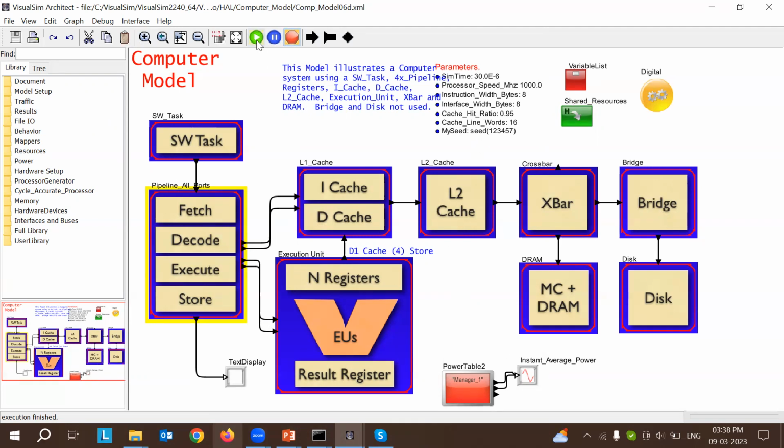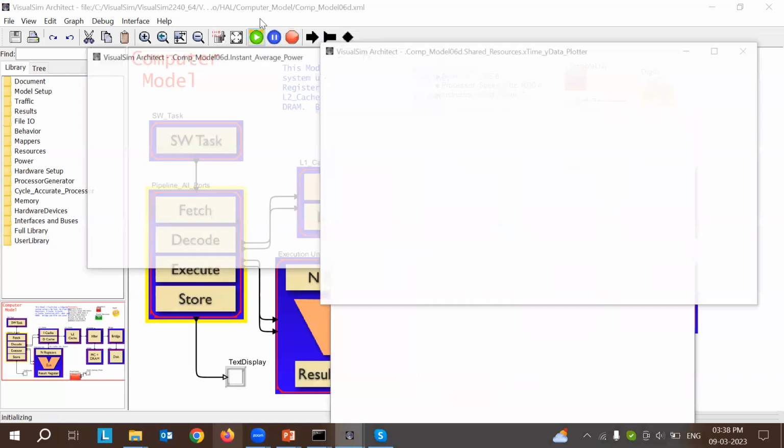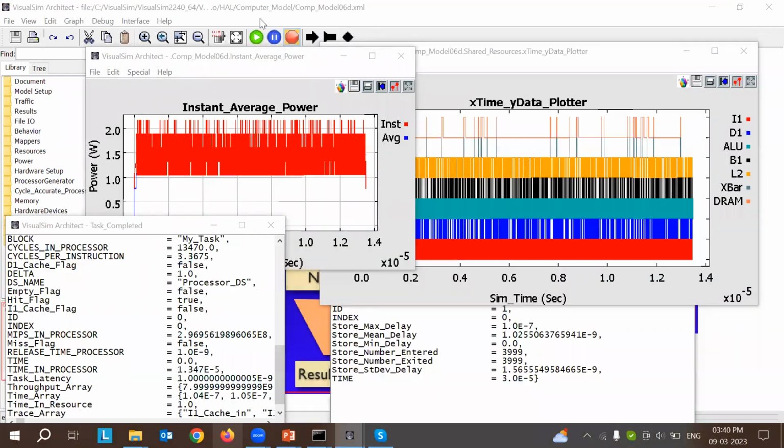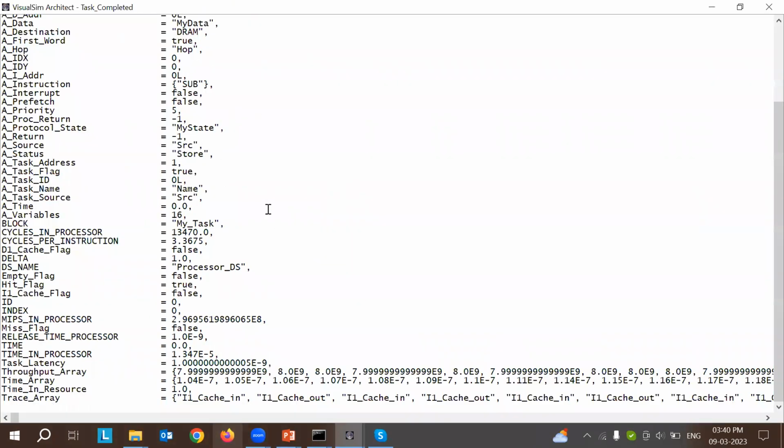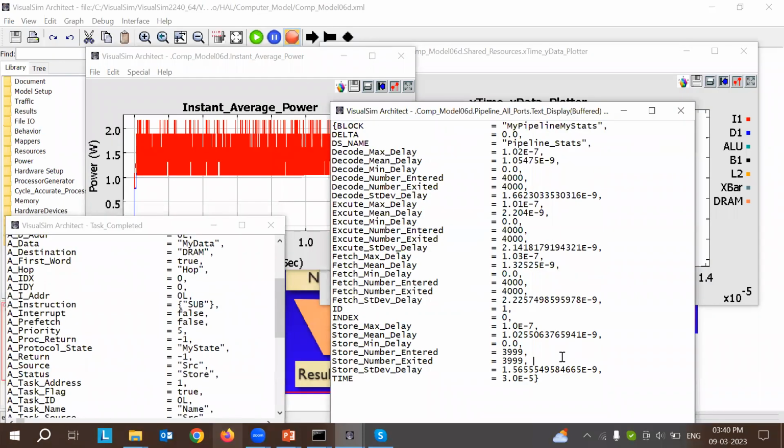Let me run the model and explain the statistics from this. Now the simulation is completed. We can observe the statistics and the plots that are designed in the system. At the end of each task, the design will provide the CPI, MIPS, and the total cycles taken to execute the system. Similarly, we can observe the time delay within each pipeline stage. We can observe the average and number of packets processed by each stage.